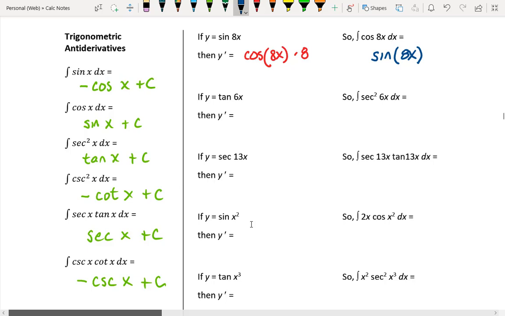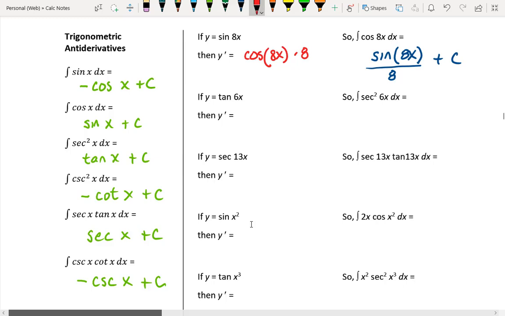It doesn't really matter. So if I were to take the derivative of this sine of 8x, I would have an 8 being multiplied here. So I'm going to need to divide by 8, just like we did with our exponents on our variables, plus c. And again, you can check this very easily. If you take the derivative of sine of 8x, you would get cosine of 8x times 8, and then the 8's would cancel out, and you're done.